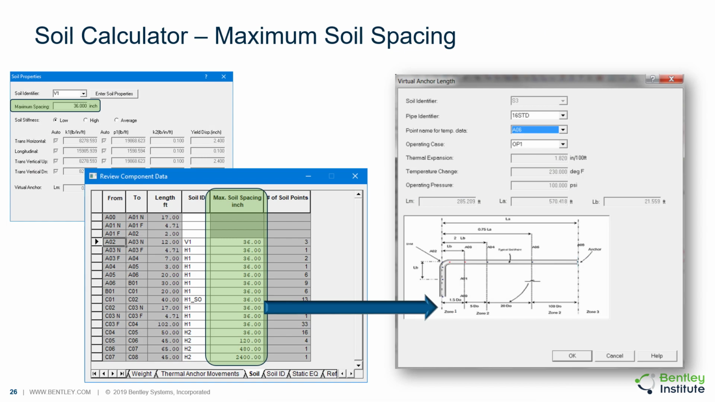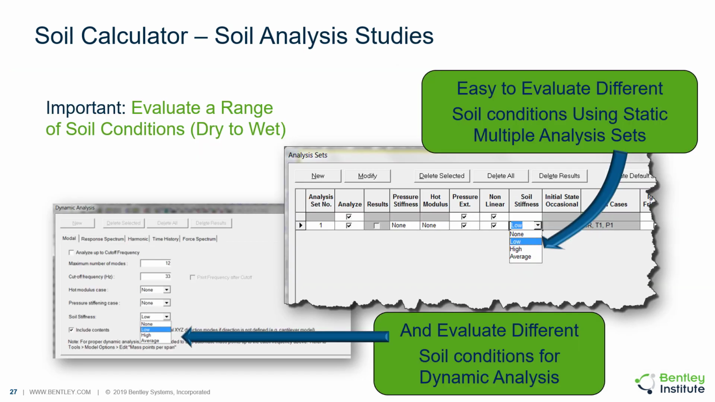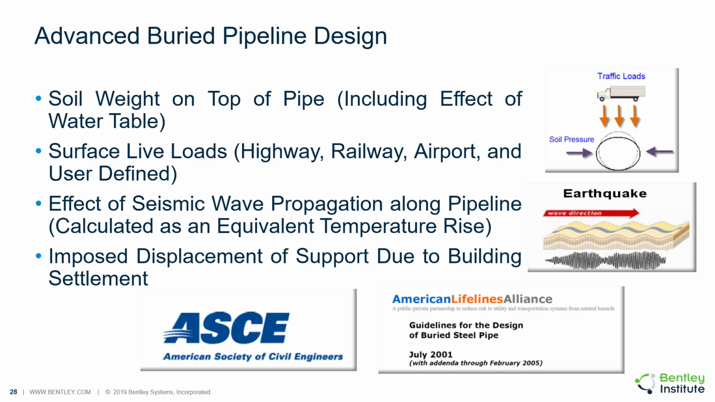So with these calculations, we can easily adjust our maximum soil spacing correctly, similar to what we did in our example. And as shown in the example, for both the static and the dynamic analysis sets, you can pick your soil stiffness value to be assigned. We also have some new advanced soil loadings and analysis and design to ASCE and ASME rules. We can include the soil weight above the pipe, traffic loads, seismic wave propagation, and building settlement.